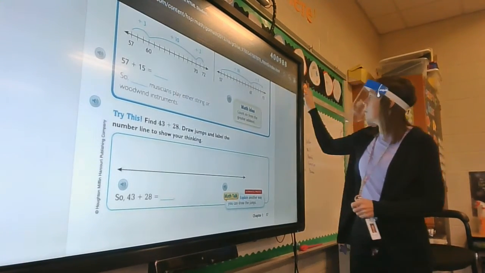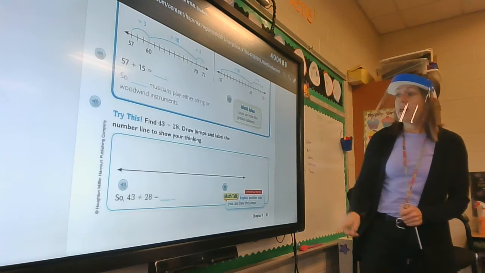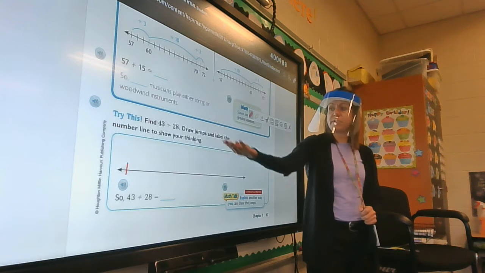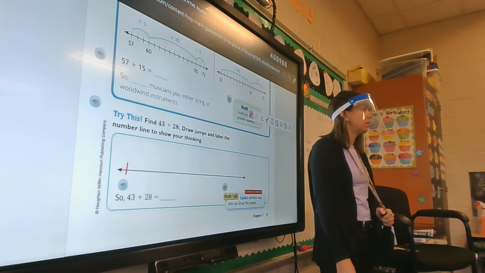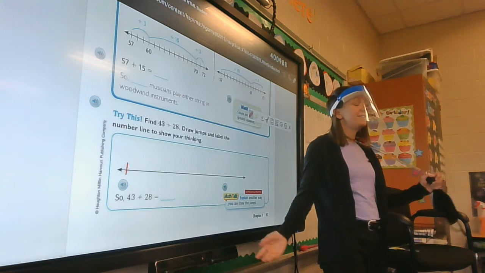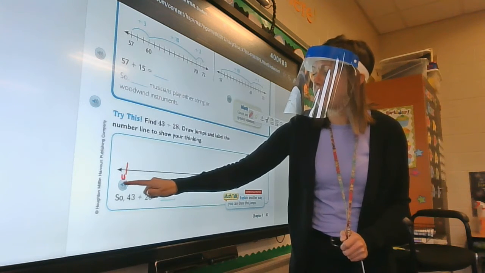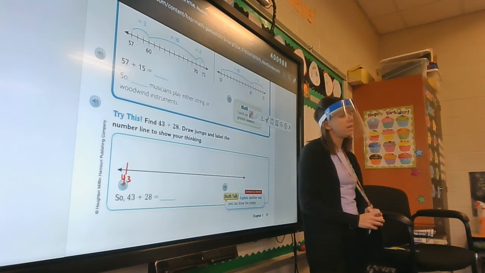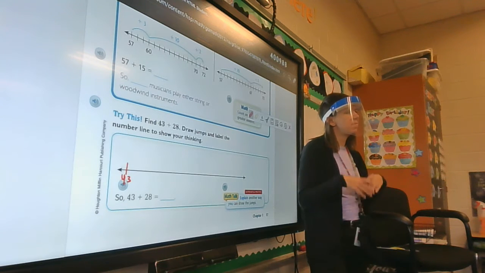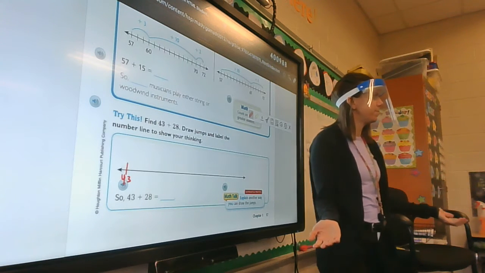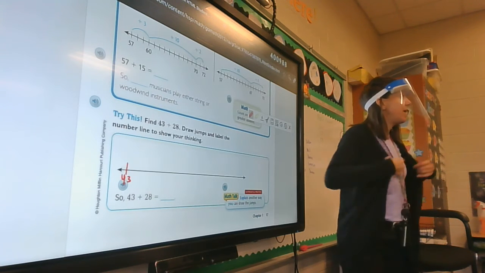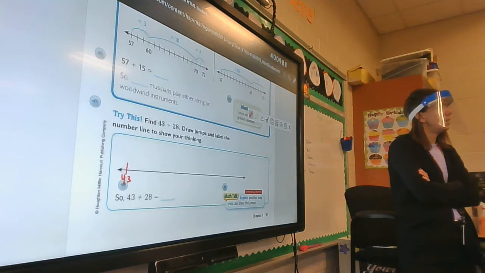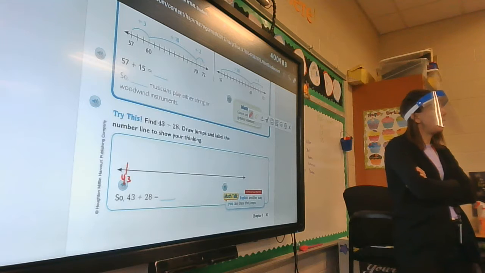So how am I going to start? What number am I going to start with down here on the end of my number line? Which number is bigger, 43 or 28? Emerson? 43. Why do you think I keep telling you to start with the bigger number? Spencer? Does it matter if you start with the bigger number or the smaller number? Not when we're adding, does it? So why do you think I say, well, when you're doing it this way, you should probably start with the bigger number? Okay? Why?